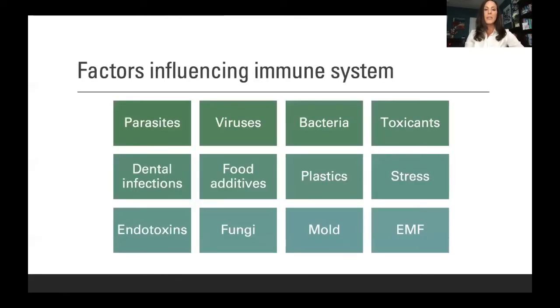So other factors influencing the immune system, again, this looks at the whole terrain. If there are other infections like parasites, bacteria, if there are toxicants or toxins in the system, dental infections that are occult or hidden, food additives or just poor food quality in general, plastics, stress, endotoxins. So we're going to talk a lot about the gut and endotoxins today. That's going to be the focus of why I believe that can prime our cytokine system to respond abnormally to viruses, fungi, mold, and EMFs.